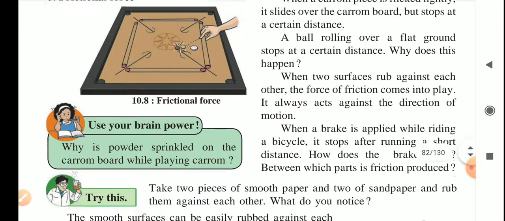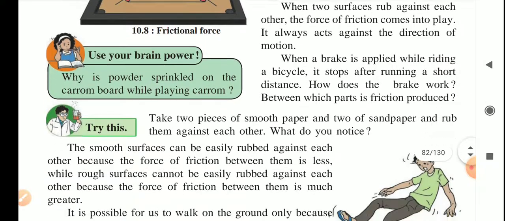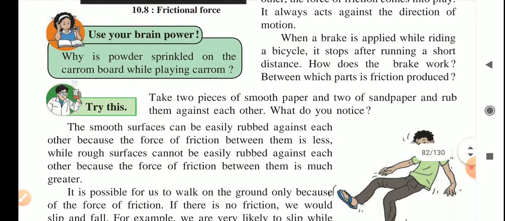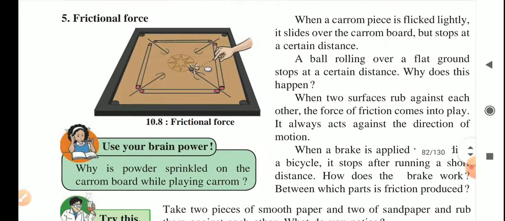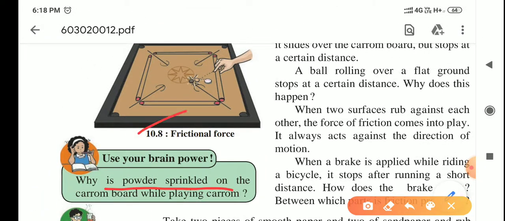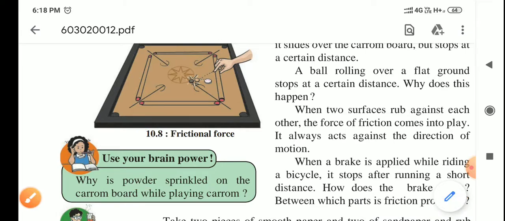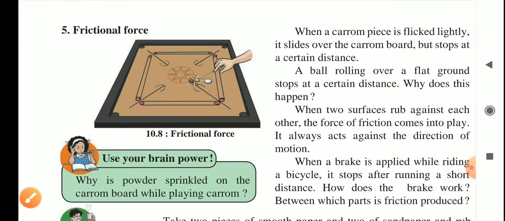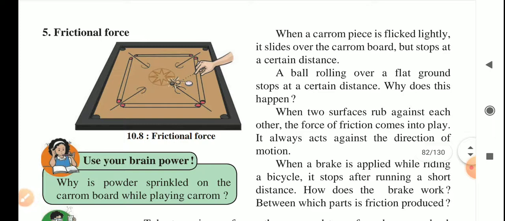Now another example is given here. Before looking into that, why do we sprinkle powder on the carom board? Because we want to minimize the friction between the carom piece and the carom board. So when the powder is sprinkled on the carom board, there will be less friction between the carom piece and the carom board, and the carom piece will slide smoothly on the carom board.